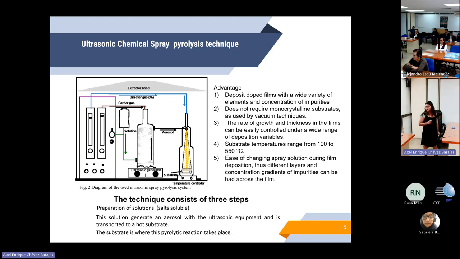Precursor solutions can easily be changed during film deposition. Thus, different layers and concentration gradients of impurities can be had across the films. The technique consists of three steps: preparation of the solution, generating an aerosol with the ultrasonic equipment and transporting it to the hot substrate, where the pyrolytic reaction takes place.